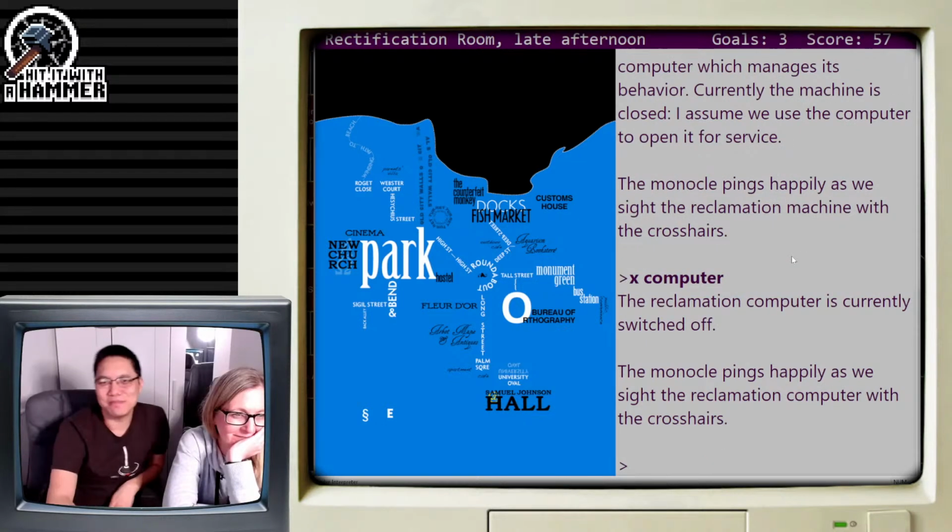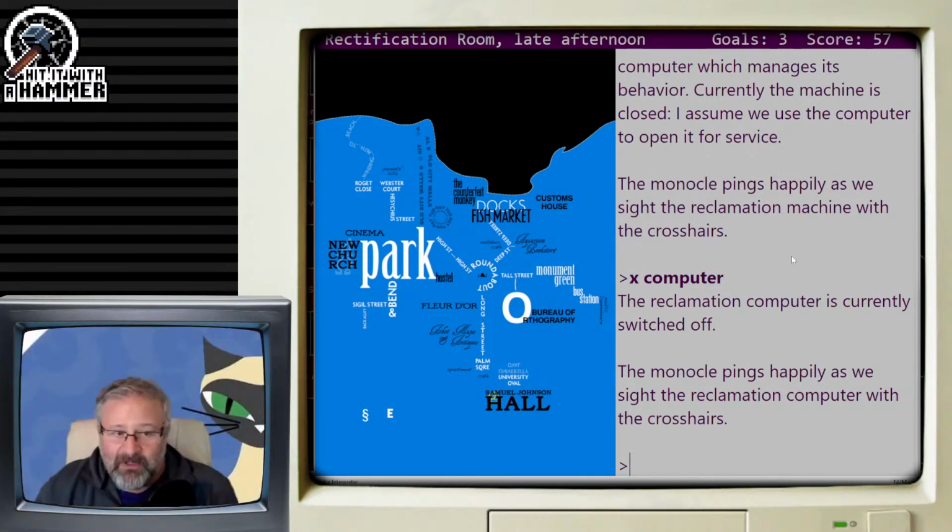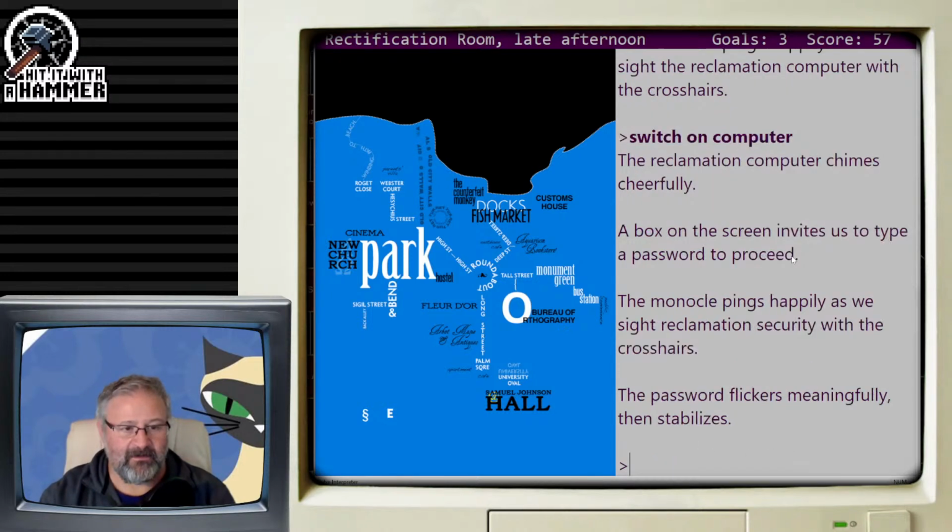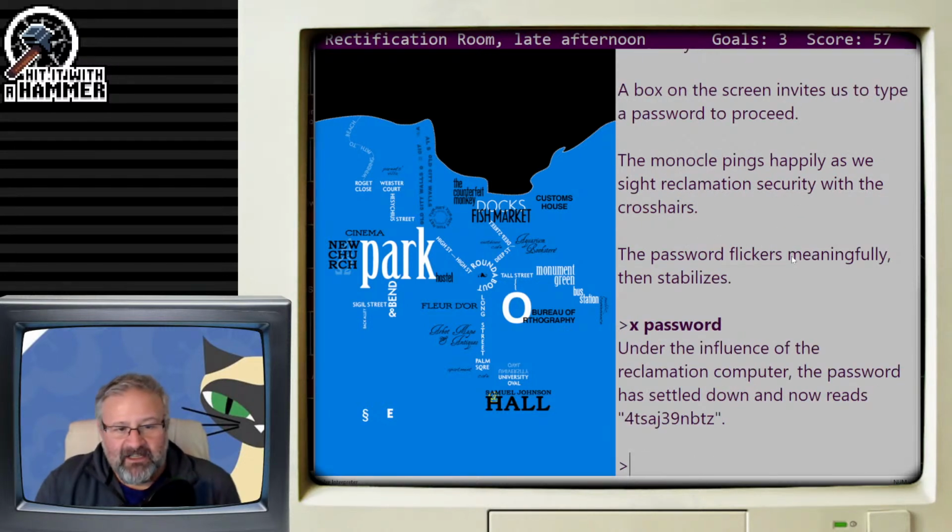Yeah, exactly. The reclamation computer is currently switched off. The reclamation computer chimes cheerfully. A box on the screen invites us to type a password to proceed. The password flickers meaningfully, then stabilizes. Under the influence of the reclamation computer, the password has settled down and now reads 4TS. A good, proper password.